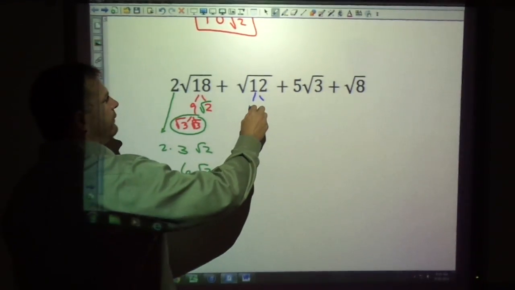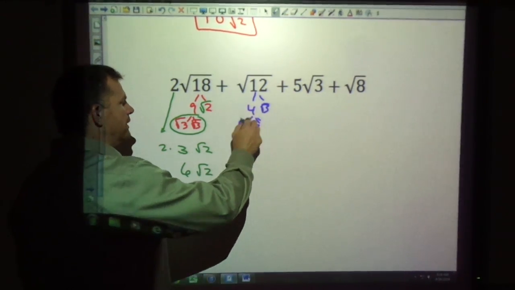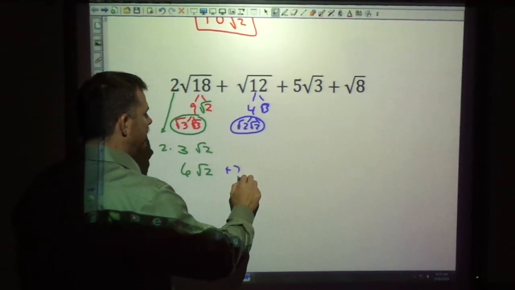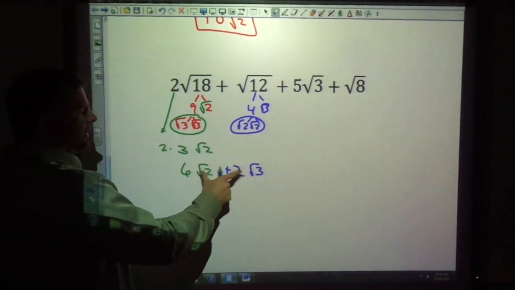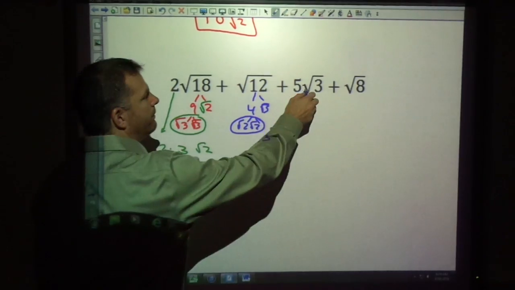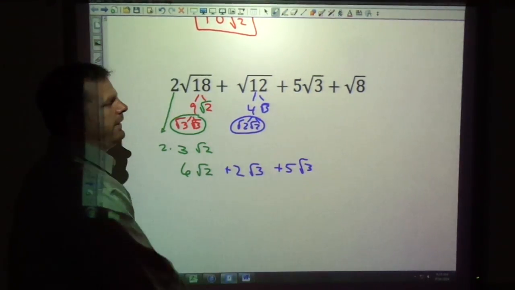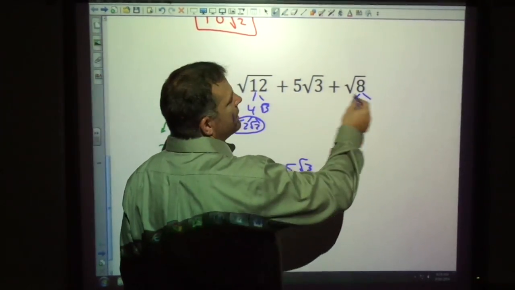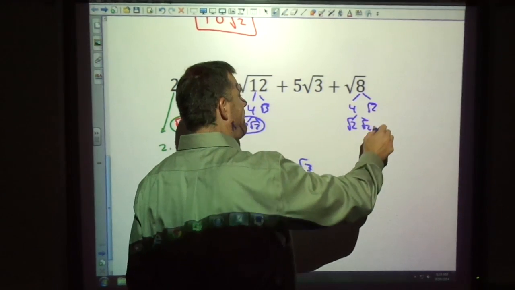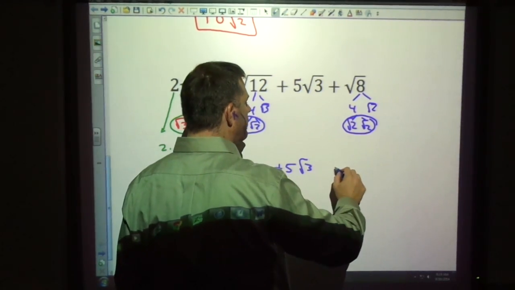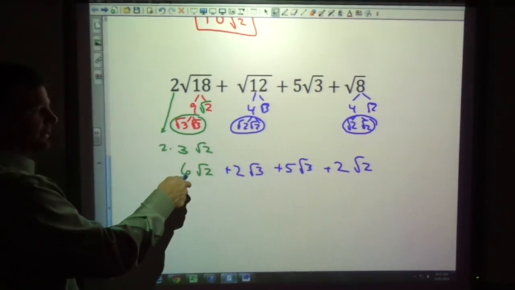We've got root 12, which is 4, 3, 2, 2, root, root, root. That's a plain 2 with a radical 3 left over. Uh-oh, not the same. Oh, but here's another 5 root 3. He's going to like the 2 root 3. They can be friends. And over here, 4 and 2, 2 and 2. There's a plain 2 with a radical 2 left over. Oh, he's going to like this guy over here.